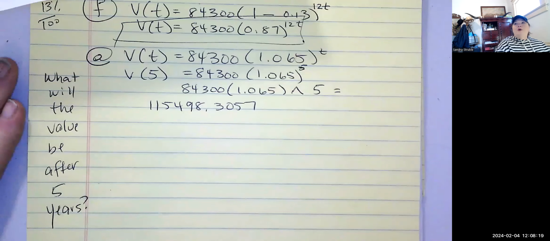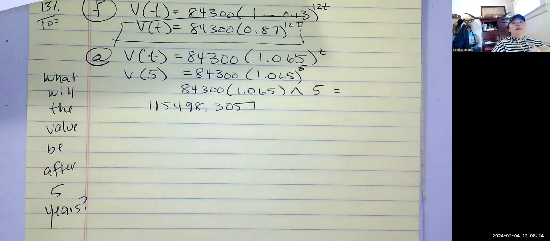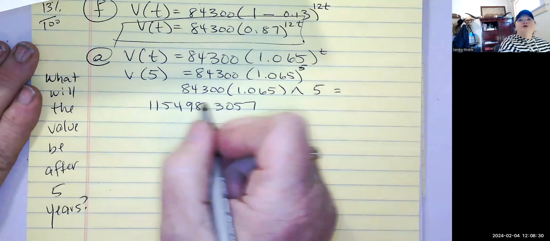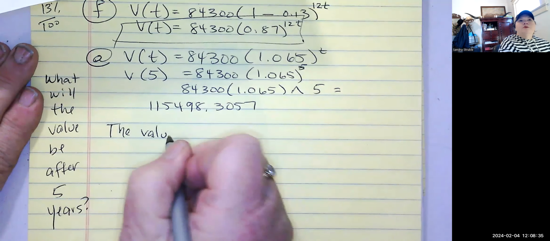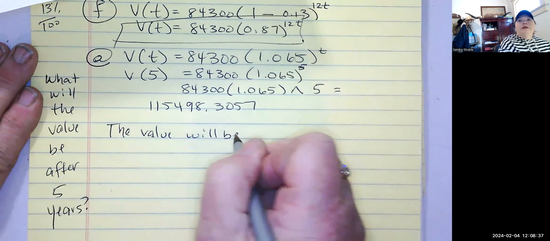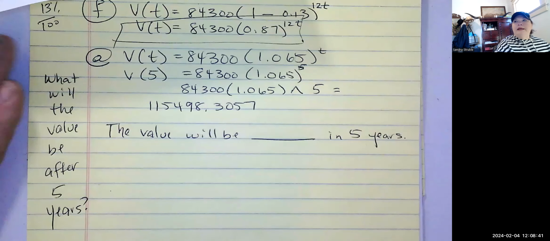So with that question, I have to answer with a sentence, correct units, correct rounding. Those are the big dogs. Don't lose points on this. Don't leave money on the table. So to answer the question, the value will be blank in 5 years. That's how I'm going to answer it.